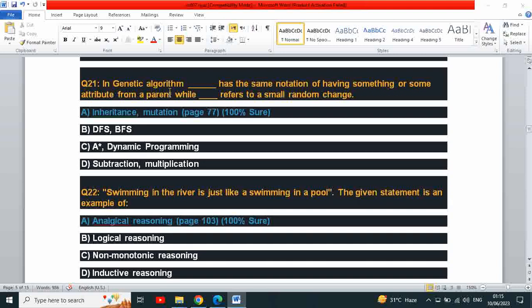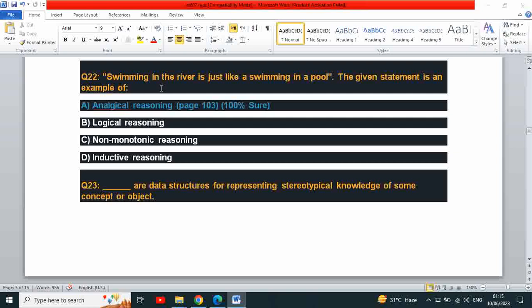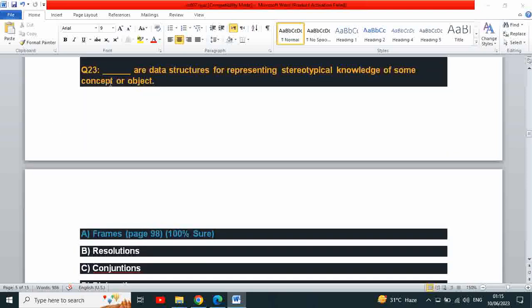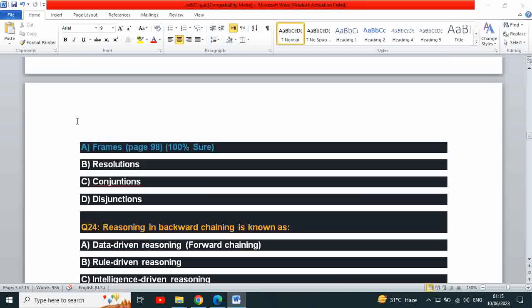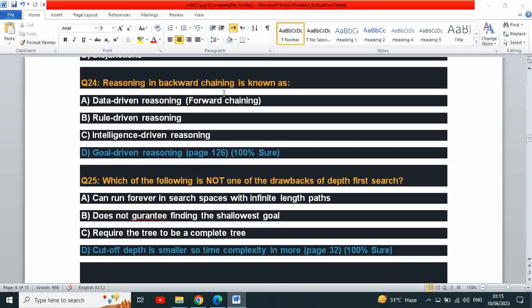In genetic algorithm, inheritance has the same notation of having something or some attribute from parent, while mutation refers to a small random change. Swimming in the river is just like swimming in a pool. The given statement is an example of analogical reasoning. Dash are data structures for representing stereotypical knowledge of some concept or object. Frames are data structures for representing stereotypical knowledge. Reasoning in backward chaining is known as goal-driven reasoning.